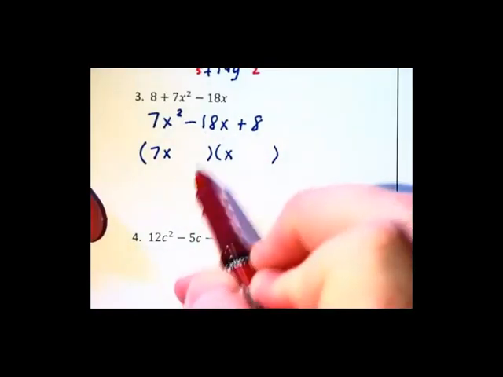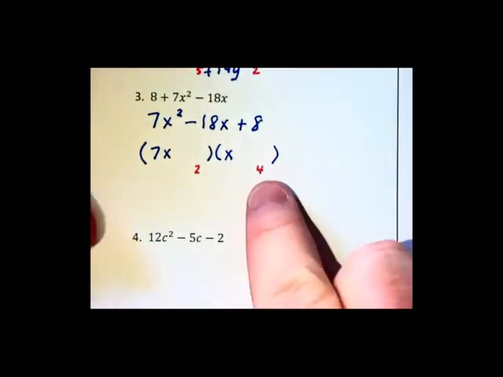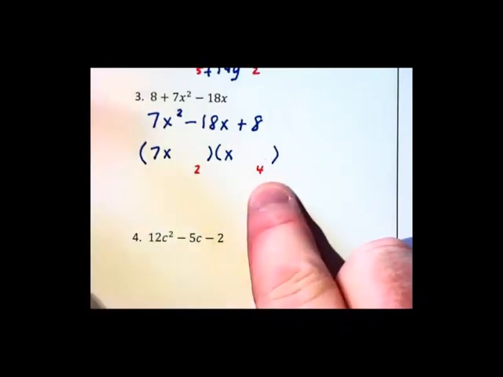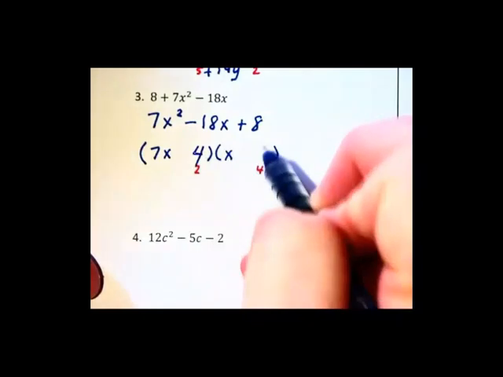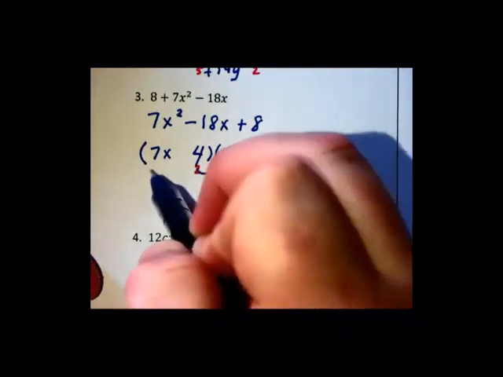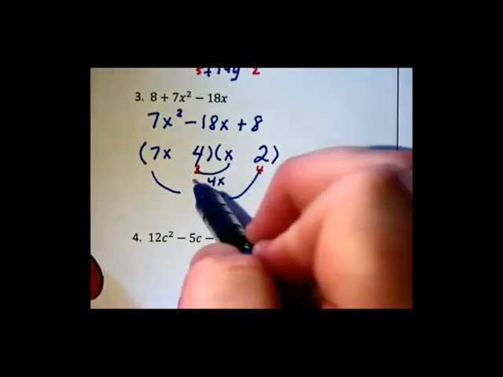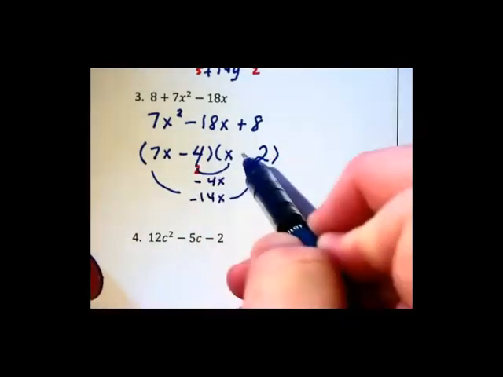I'm thinking 2 times 4. Okay, that gives me 28 and 2. Nope, 28 and 2 don't make that 18. So then I try 4 and 2. That gives us 4x in the middle and 14x along the outer edges. If they're both negative, they will add up to that negative 18.